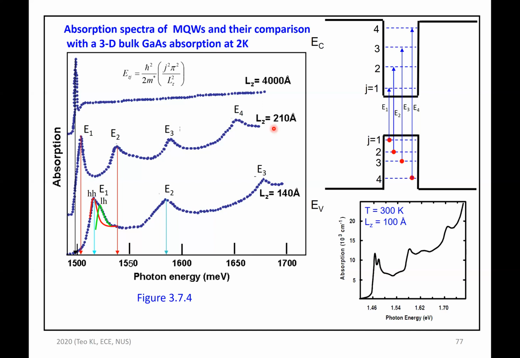And furthermore, remember that as you go to a smaller well width, your transition energy shifts to higher photon energy. So E1 in 140 Angstrom is higher than E1 in 210 Angstrom, and E2 in 140 Angstrom is higher than in 210 Angstrom, and so on and so forth. All the peaks shift to higher photon energy. So this peak actually is asymmetrical. It can be resolved into heavy hole and light hole.